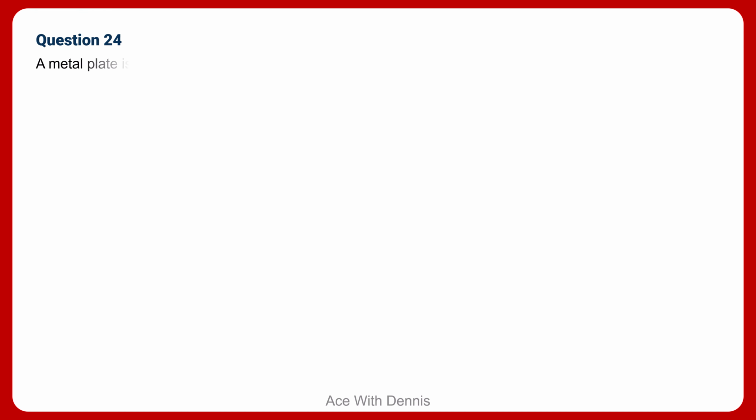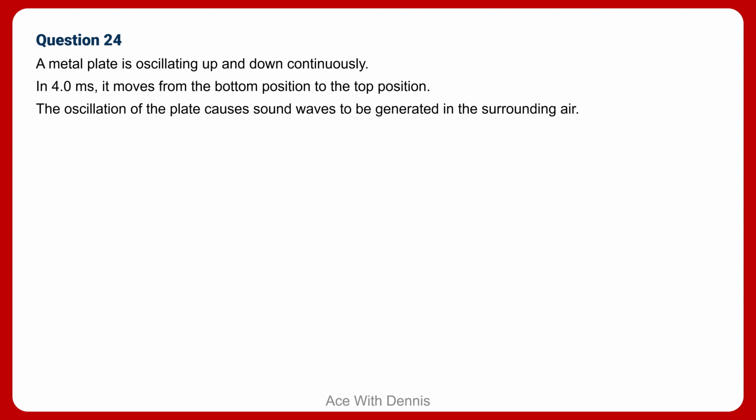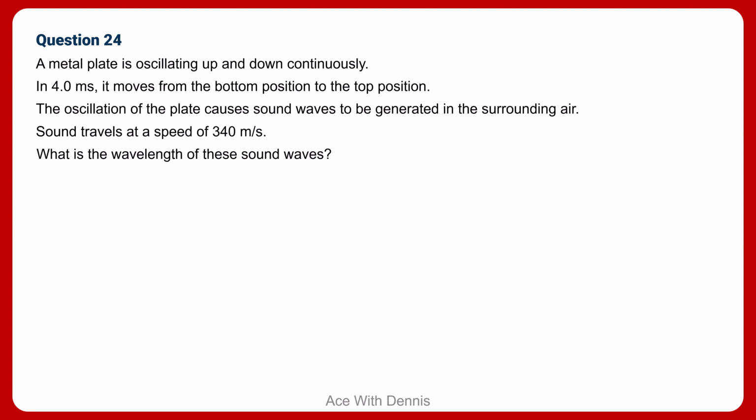Question 24. A metal plate is oscillating up and down continuously. In 4.0 milliseconds, it moves from the bottom position to the top position. The oscillation of the plate causes sound waves to be generated in the surrounding air. Sound travels at a speed of 340 meters per second. What is the wavelength of these sound waves? A. 0.37 meters, B. 0.74 meters, C. 1.4 meters, or D. 2.7 meters.